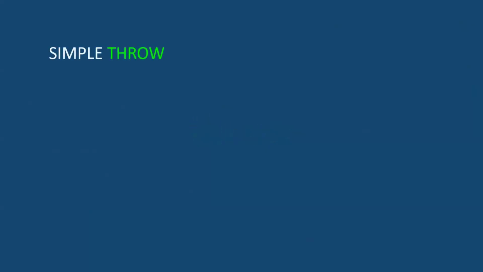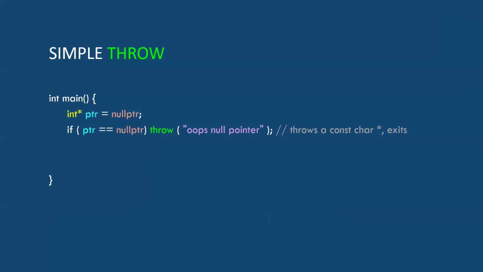So let's see how we go about throwing these things. A simple throw is just like it sounds. We'll say, hey, if that pointer is null in main, then I'm going to throw an exception, and I'm going to package up a little message that says, oops, there's a null pointer. So the throw is kind of like a function that can only have one package of data sent along with it. And in this case, it's going to be a string of type const char star. Okay. So it's just a little message that goes out.